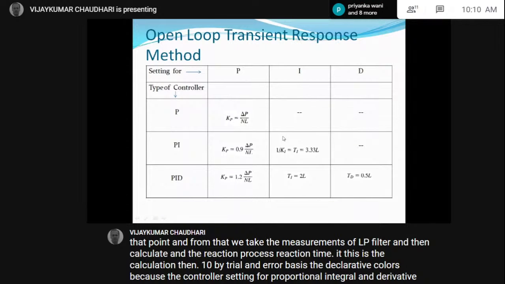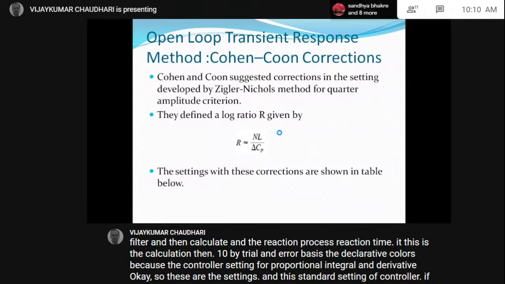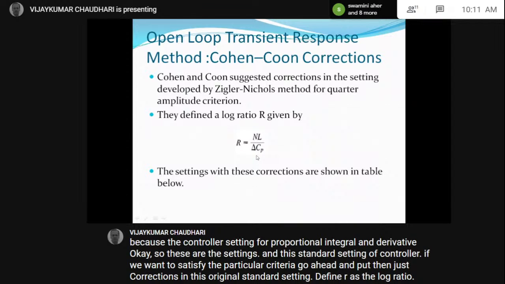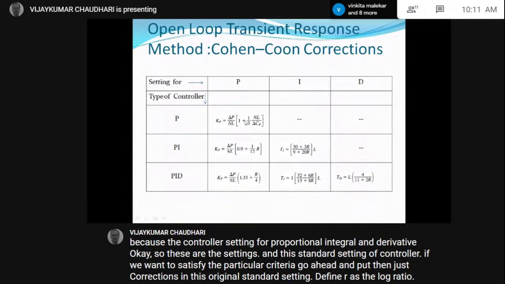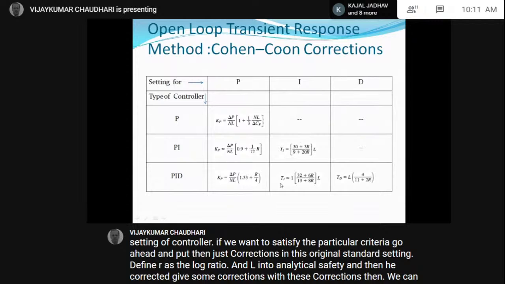If we want to satisfy the quarter amplitude criterion, Cohen and Coon then suggested some corrections in these original standard settings. They defined R as the ratio NL divided by delta Cp, and then gave some corrections. With these corrections, we can obtain the PID controller tuning for the quarter amplitude criterion.